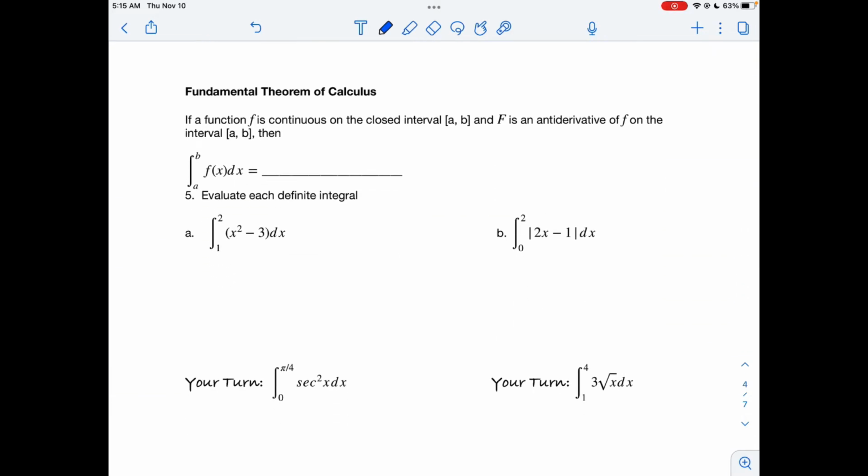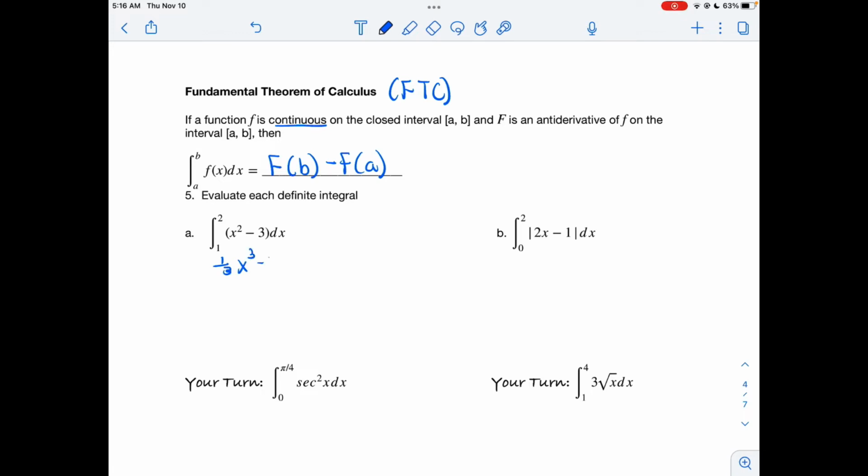And now we're finally ready to use the Fundamental Theorem of Calculus. There are 2 parts to the Fundamental Theorem of Calculus, which can be abbreviated as FTC. Now the condition that needs to be met first is that the function f must be continuous on the closed interval from a to b. Then if big F is the antiderivative of little f, then the integral from a to b of f of x dx is equal to big F evaluated at b minus big F evaluated at a. So the antiderivative evaluated at the upper bound minus the antiderivative evaluated at the lower bound. That's it. That's the Fundamental Theorem of Calculus.